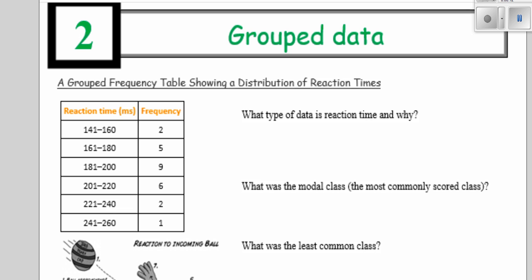Then we're going to whip straight into, after that, three, four, and five, which is mean, median, mode. Because you know this stuff already, but we just need to do a quick overview of it to make sure you know how to do it again, and on your calculator. Group frequency table showing the distribution of reaction times.